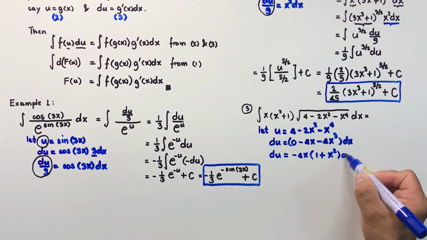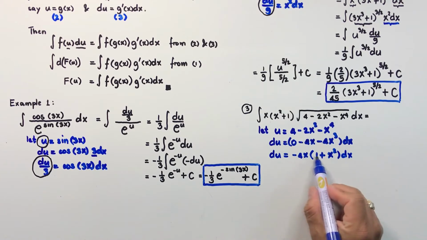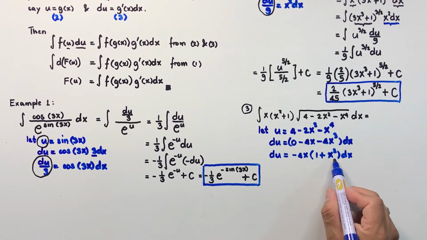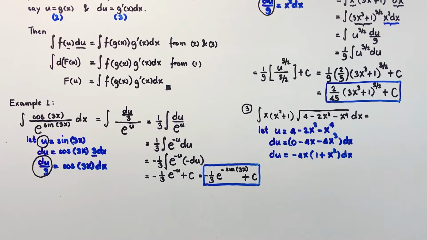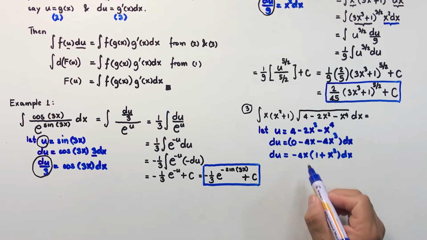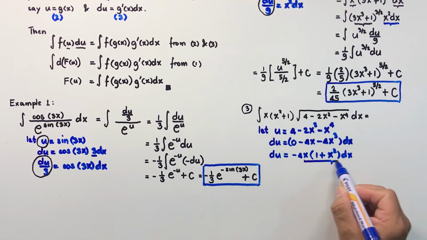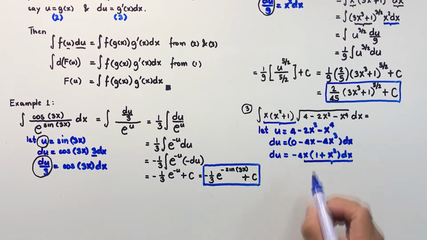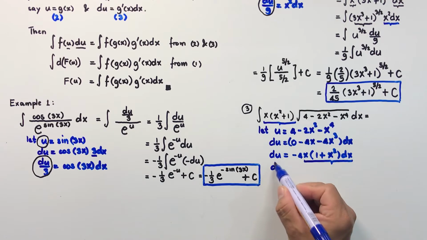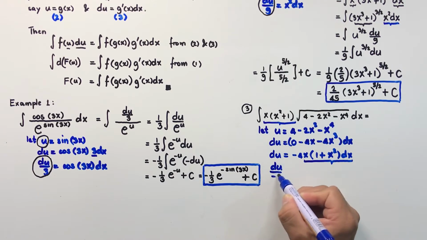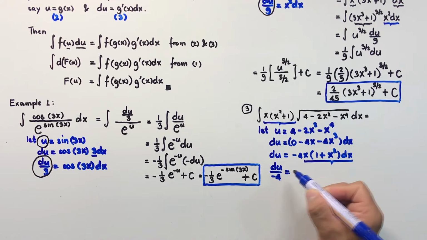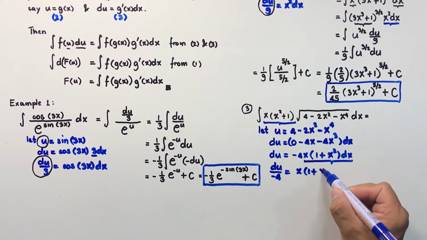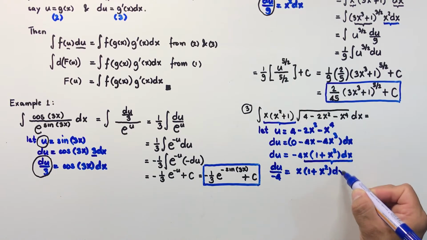And you can check that negative 4x times 1 is negative 4x, and negative 4x times x squared is negative 4x cubed. And we noticed that this one is already in our integrand here. So we will eliminate negative 4 by dividing both sides by negative 4. So du over the negative 4 is x times 1 plus x squared dx.